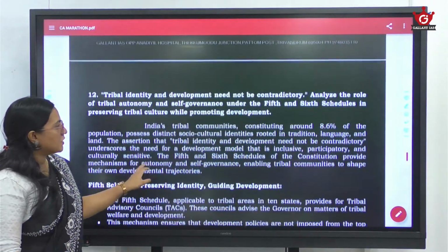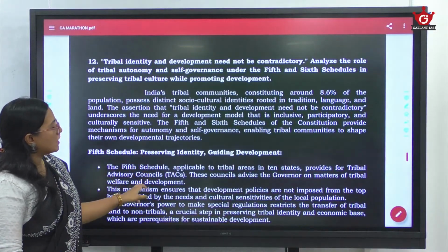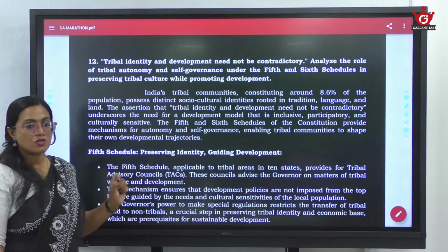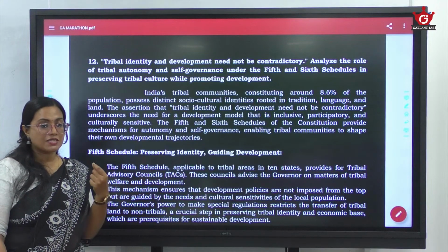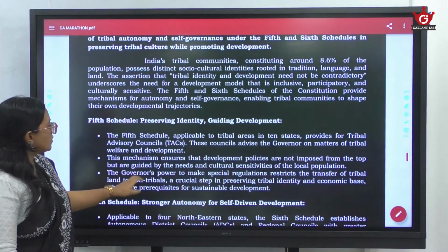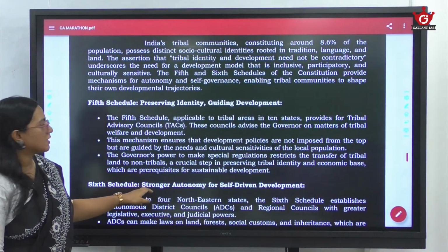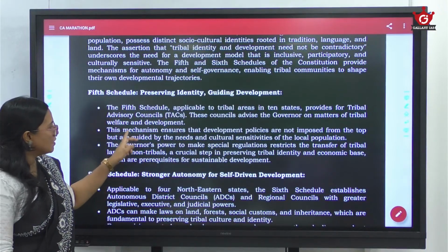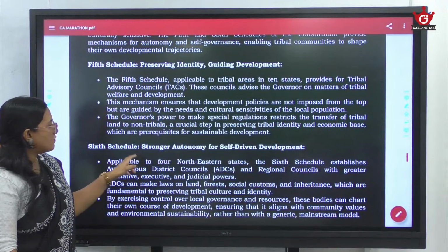Tribal identity and development need not be contradictory. Analyze the role of tribal autonomy and self-governance under the 5th and 6th Schedules. This also talks about how it is protected under the 5th Schedule and the 6th Schedule. So what does it talk about in the 5th Schedule? Preserving identity, guiding development. It is applicable to 10 states, providing for tribal advisory councils and the governor's power to make regulations.